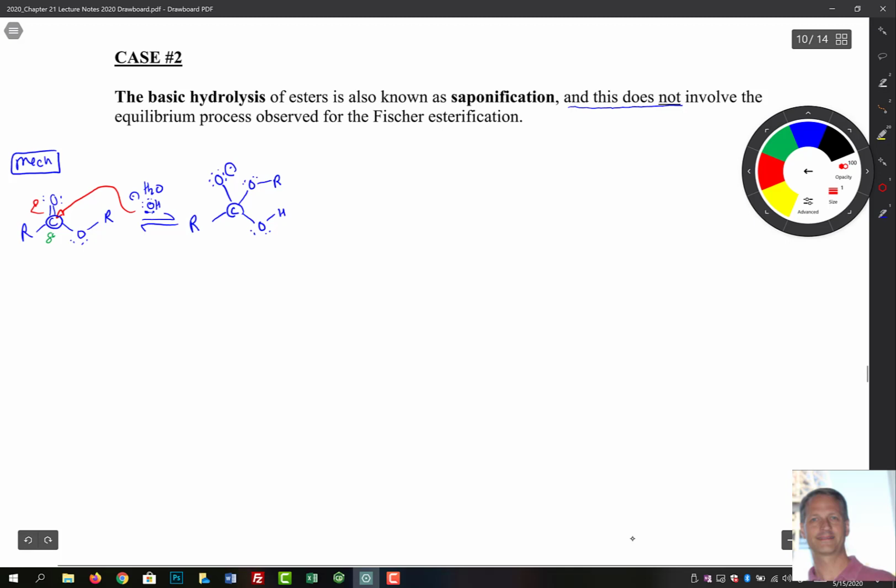So there's that electron pressure, as we've seen before, from that oxygen that wants to have these electrons come back down and reform that carbon-oxygen double bond there. Now when that happens, you're going to kick off the alkoxide, OR minus. So we're going to get here our R group, and then there is our reformed carbonyl, and then we're going to have an OH down here, okay, and then plus RO minus.